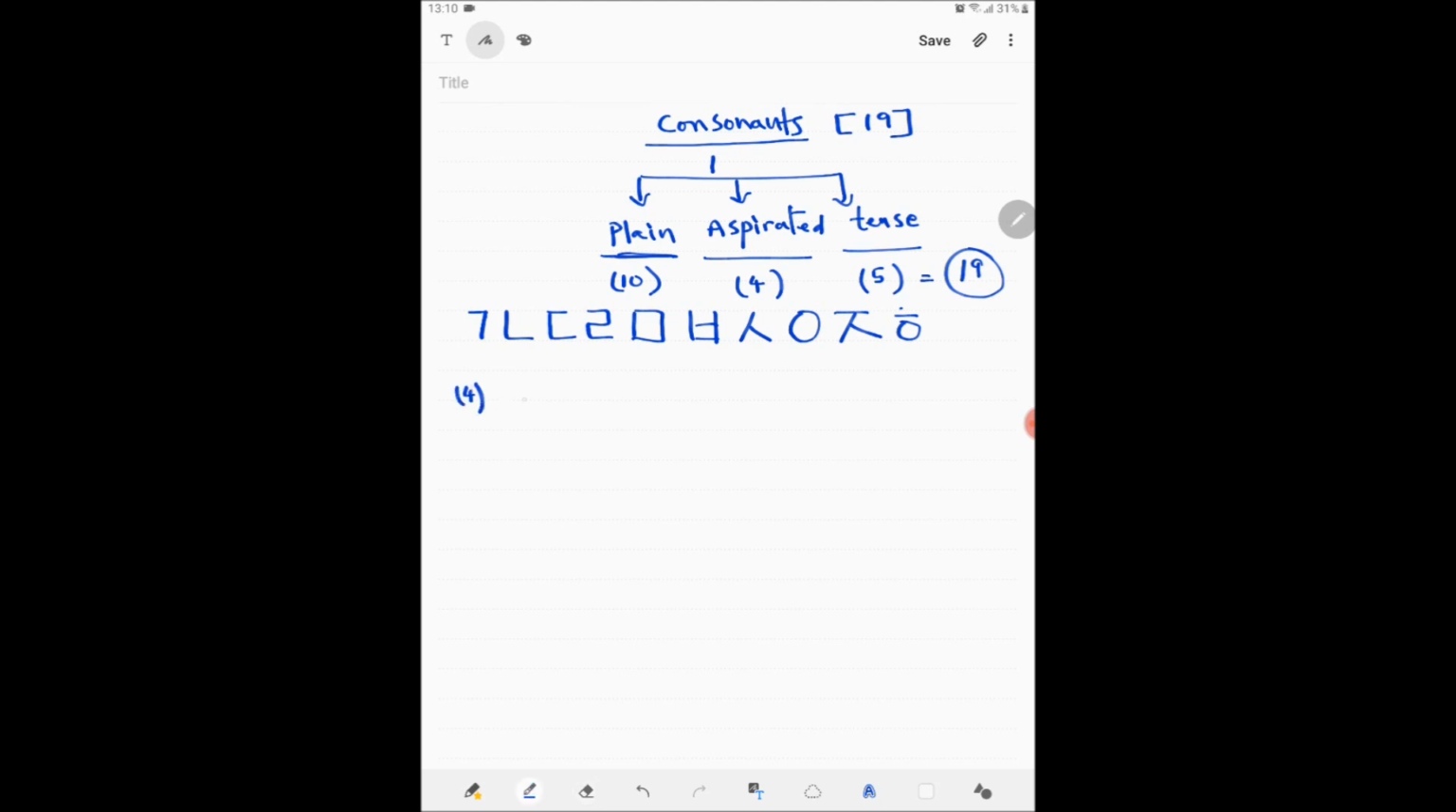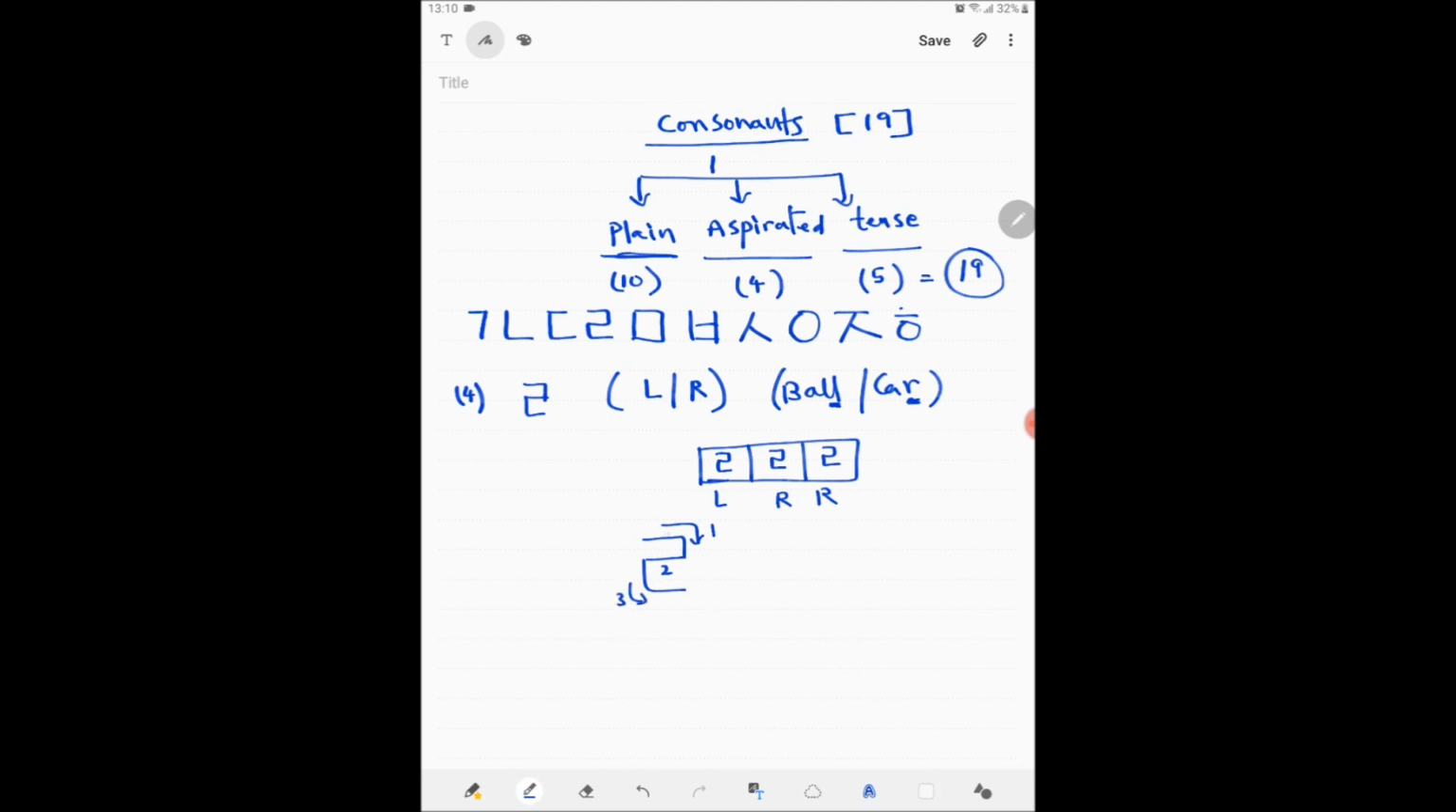Next is the fourth one. Okay, so this is having L and R. So ball, L, or car, R. The sound value of this is L or R. Similarly, the rule applies the same: when you have this particular syllable at the very first position, then it is L sound. At all other positions, it is R sound. The writing direction of this is 1, 2, and then 3. So this is the fourth syllable, which is L or R.